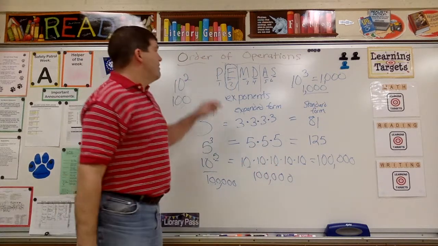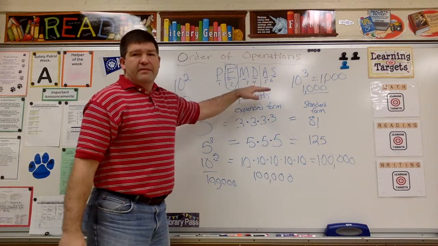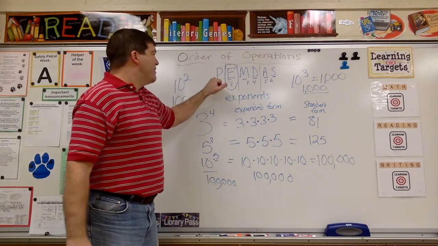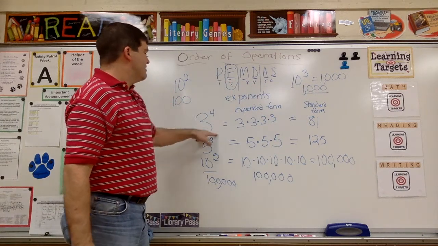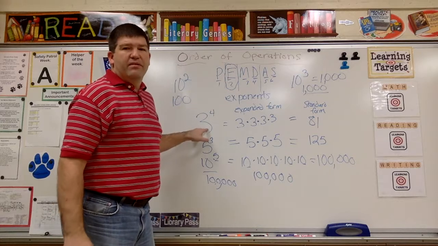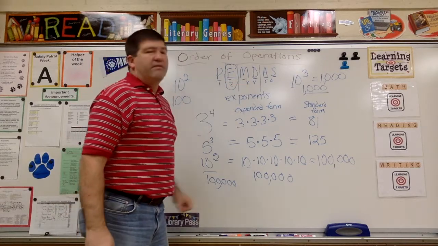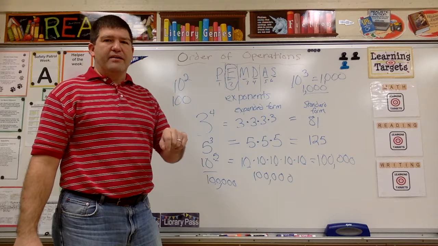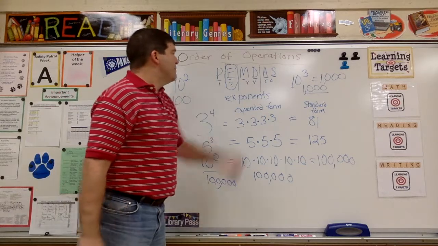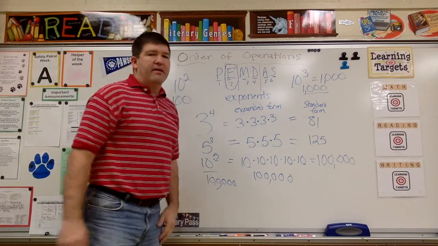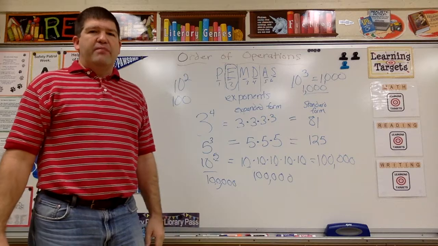Now that's a piece of this PEMDAS. So after you do the parentheses, if you see something that looks like this, that's the second thing you do before you go on to multiply and divide, and then add and subtract. Okay, so there's the E part of PEMDAS in order of operations.